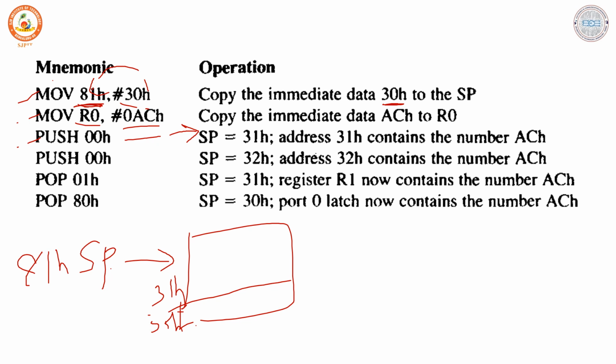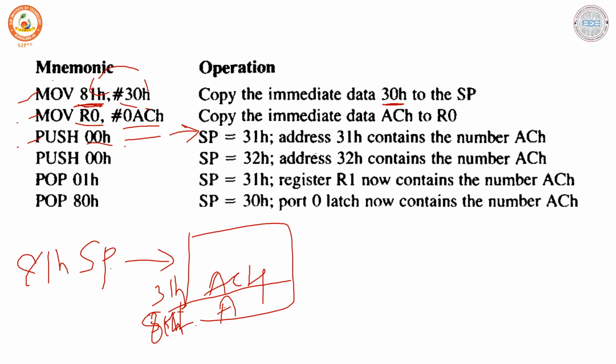Okay, so once it increments to 31, the address 31H contains the number which is loaded in R0, because 00 is pointing to R0, right? So you are pushing the content of 00, that means 0ACH in R0, and that ACH will be transferred to 31H. Initially it will be pointing to 81H. Now the stack pointer will jump to 30H because you are loading the stack pointer with 30.